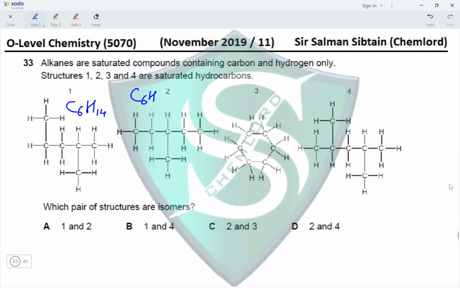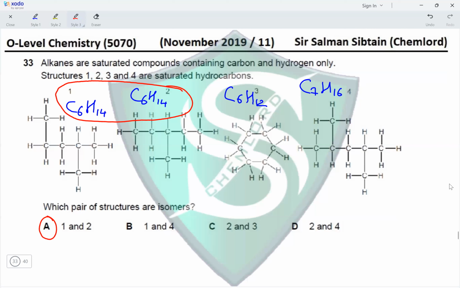So the formula is C6H14. In 3, we have got 6 carbon atoms present, but the number of hydrogen present are 12. So they have a different molecular formula. And for 4, we've got 7 carbon atoms present and 16 hydrogen atoms present. So structure 4 also has a separate molecular formula. The only two molecules with the same molecular formula are 1 and 2, making option A the correct option for this question.